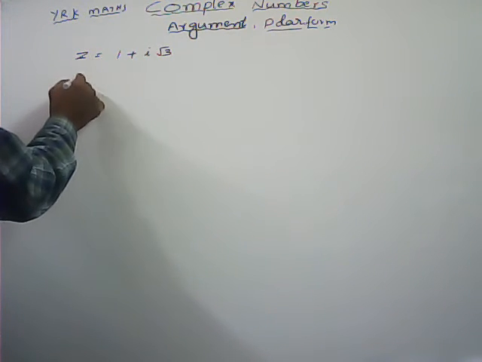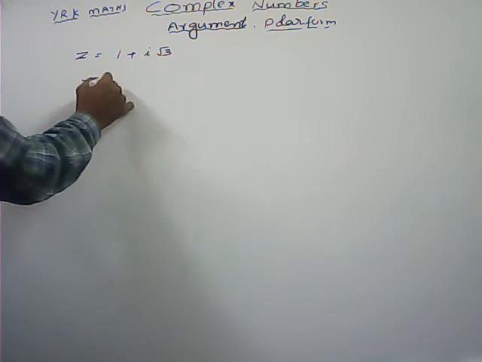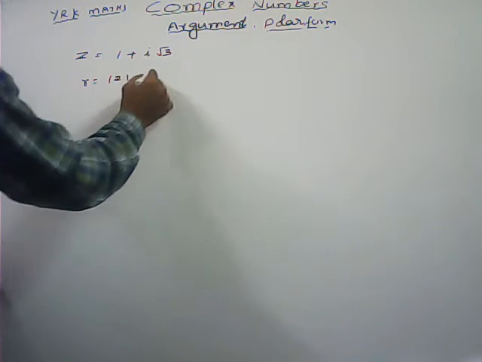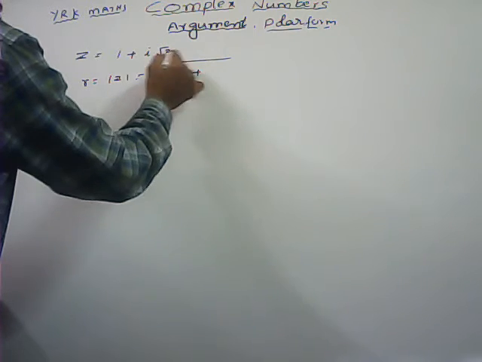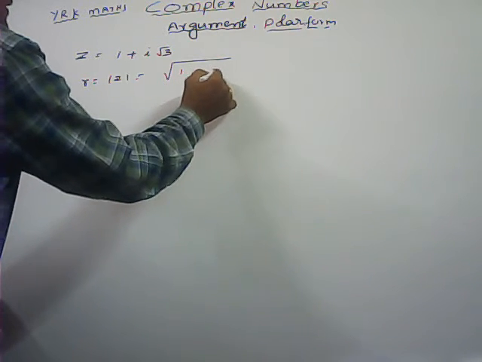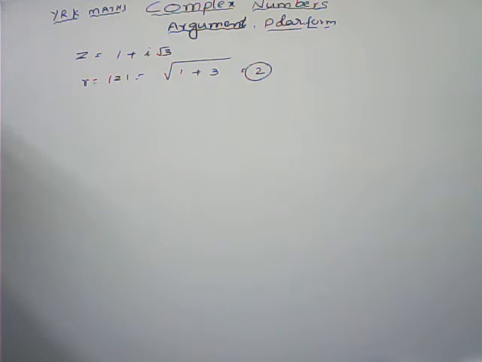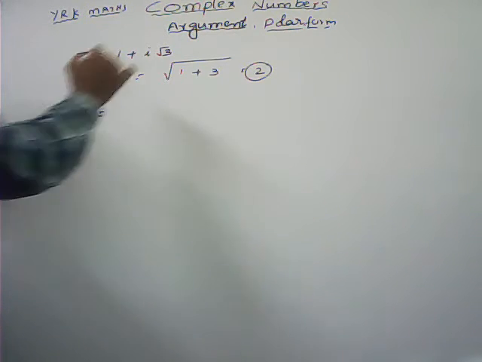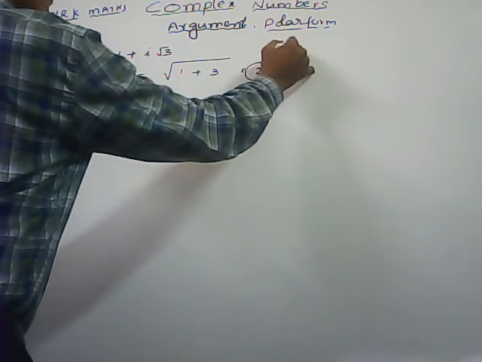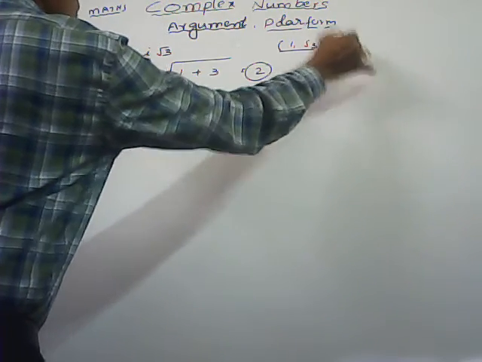Now, first we can find the modulus of Z. R equals modulus of Z, that is equal to root of real part whole square plus imaginary part whole square. Root 3 whole square is 3 only, so that is equal to 2. This is the modulus of Z. Next, what are the coordinates? 1 comma root 3, both are positive, so this belongs to the first quadrant.